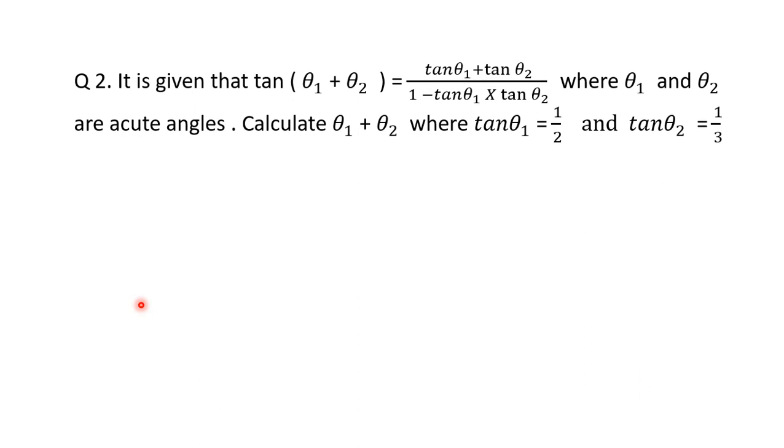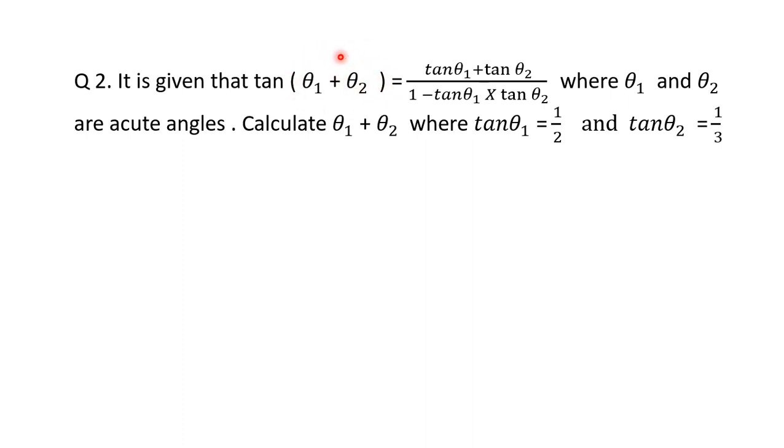Now let's take the next question, which says tan of (theta 1 plus theta 2) is (tan theta 1 plus tan theta 2) upon (1 minus tan theta 1 into tan theta 2), where theta 1 and theta 2 are acute angles. Calculate theta 1 plus theta 2, where tan theta 1 is 1 by 2 and tan theta 2 is 1 by 3. Now remember one thing, it is given in the form of theta 1 plus theta 2.